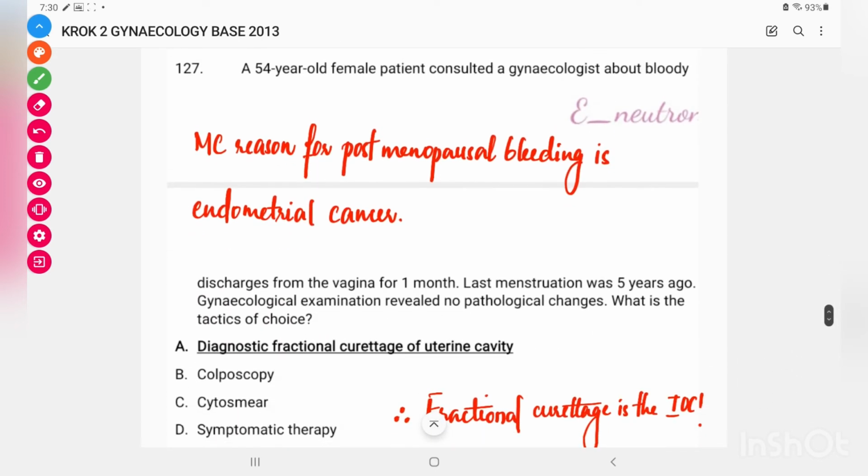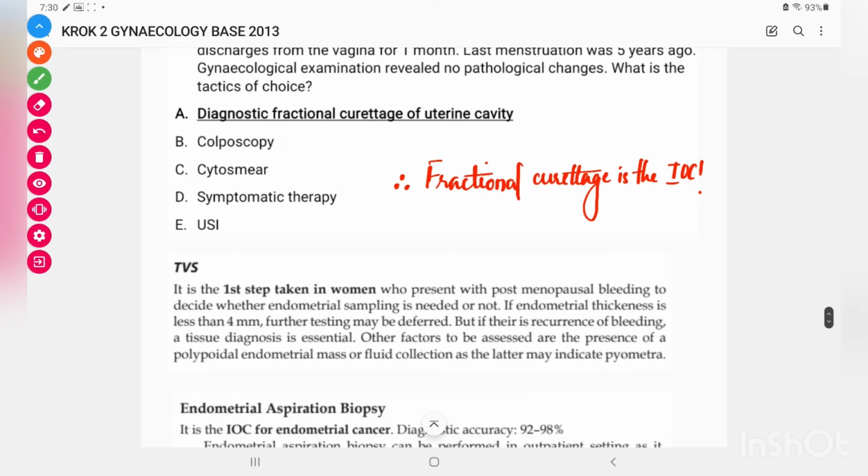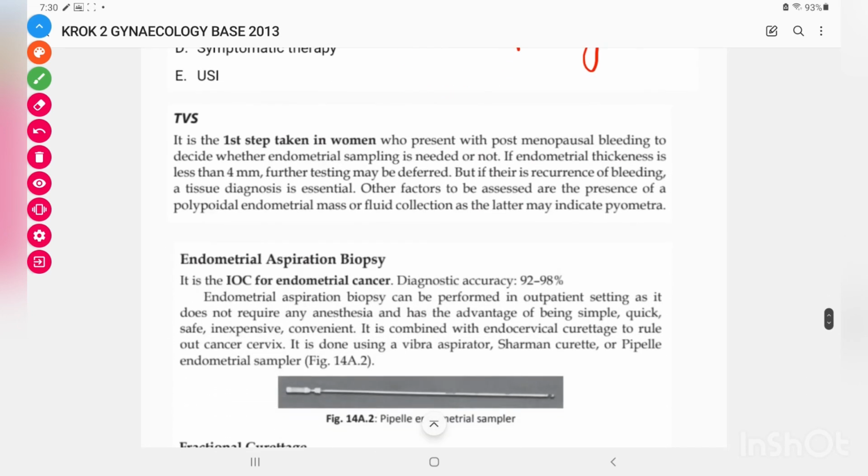Now moving on, a 54-year-old female patient consulted a gynecologist about bloody discharge from the vagina for 1 month. Last menstruation was 5 years ago. Gynecological examination revealed no pathological changes. What is the tactic? Again, this is the same repeated model only. Already we learned the most common reason for postmenopausal bleeding is endometrial cancer. So the gold standard treatment is fractional curettage.